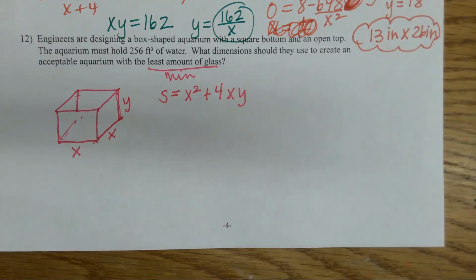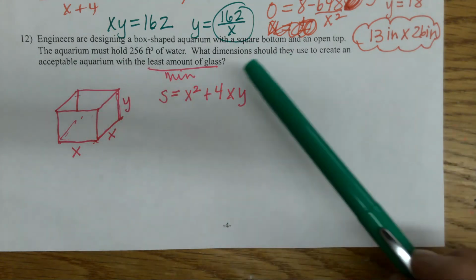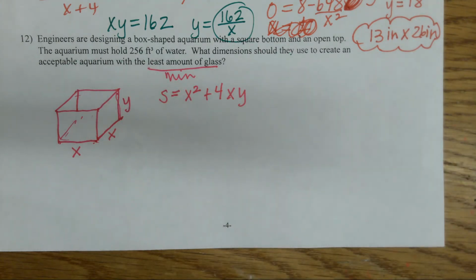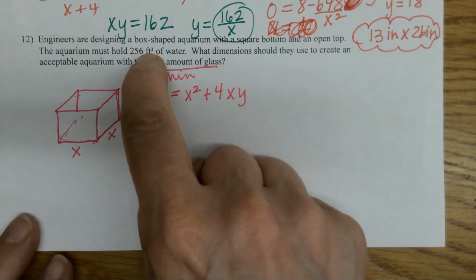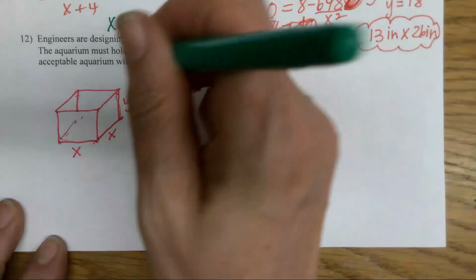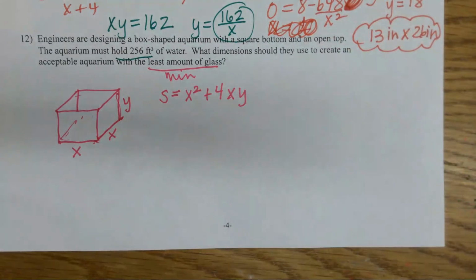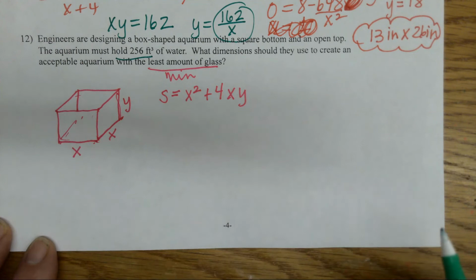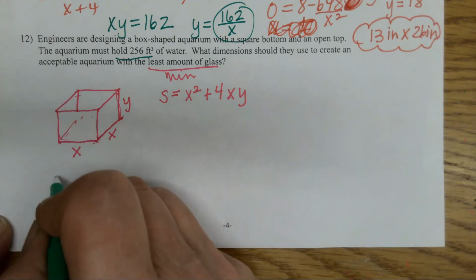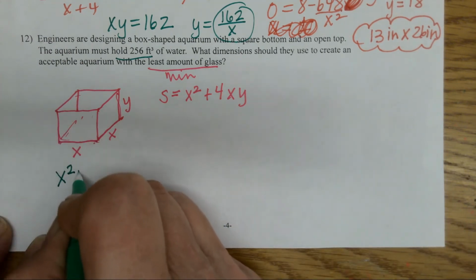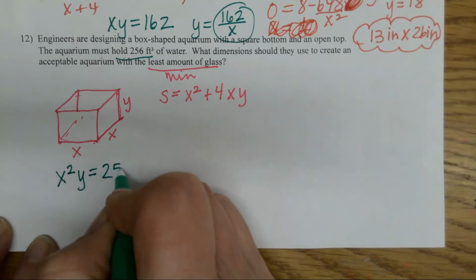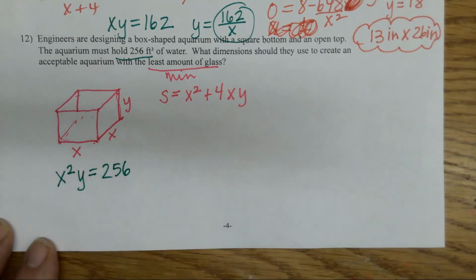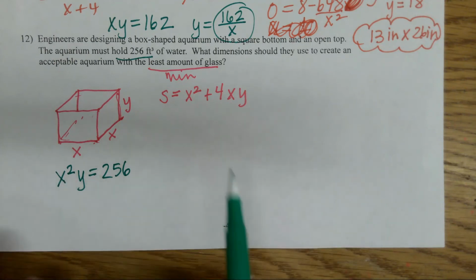So I need to go back into my original story and see if there is some connector that I can make. And the thing that stands out to me is the fact that this needs to hold 256 cubic feet of water. That means the volume, what it holds inside, has to be 256 feet. So I will do the length times the width times the height, and I want that to be 256 feet.